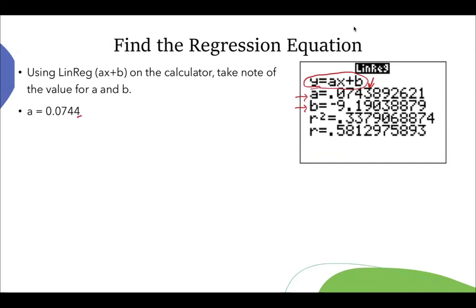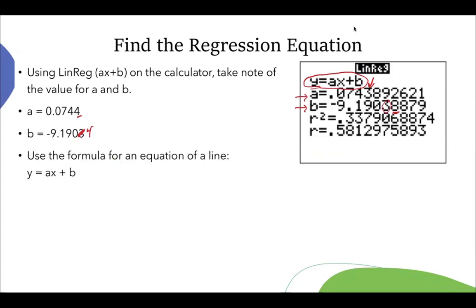And with b, negative 9.190, and again, we have an 8 here, so round this 3 up to a 4. Negative 9.1904. Oh, it looks like I have a small error here, so this should be 0.0744.